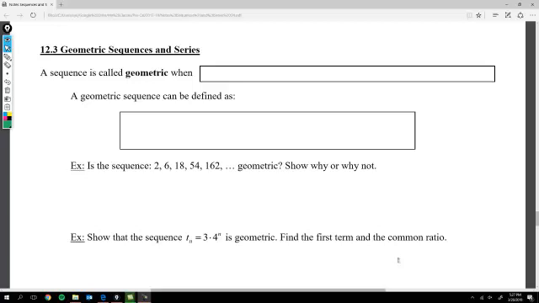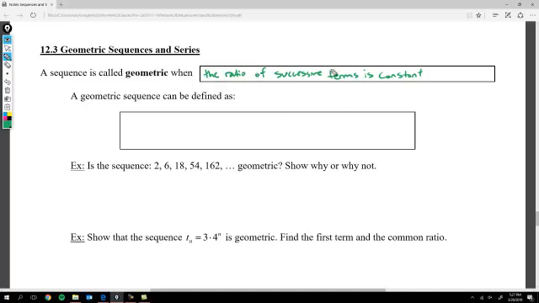Everyone, we are learning about geometric sequences and series today. As opposed to the arithmetic sequences and series that we just did, a sequence is geometric when the ratio of successive terms is constant. Whereas with arithmetic sequences, we were subtracting to find a common difference, this time it's a ratio, so we're going to be dividing.